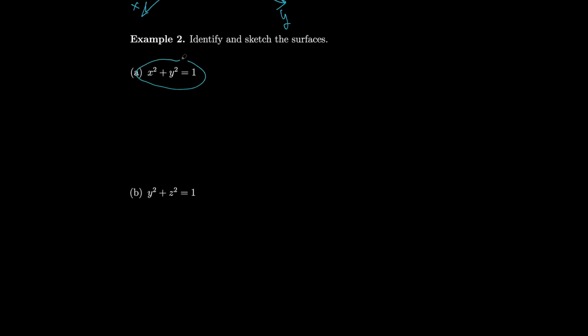Notice in the xy plane, that's a circle. So z can be anything. So no matter what level we are on the z-axis, it's still a circle. So you could think of it as an infinite stack of circles, just like the previous example was an infinite stack of parabolas. So that just ends up becoming our classic circular cylinder.